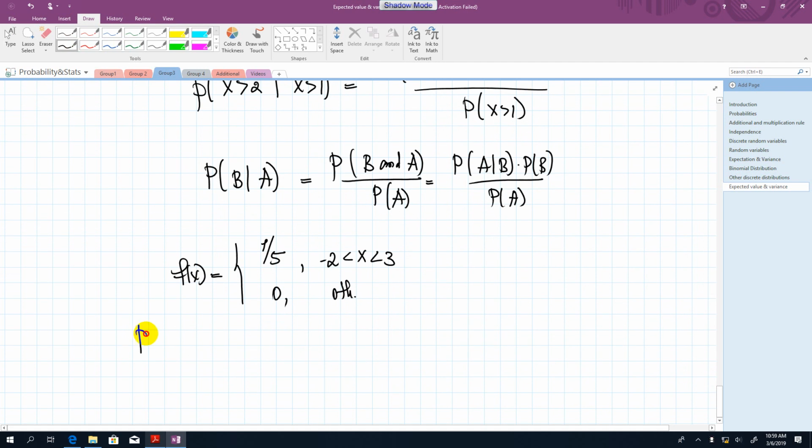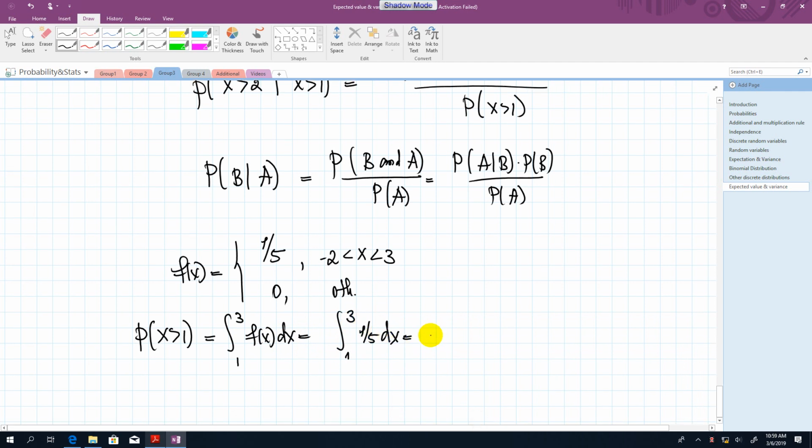So what will be the probability that x is more than 1? This is the integration from 1 to infinity, but since the density function is 0 after 3, I can simply put 3 here, of f of x dx. From 1 to 3, what do I need to put here? 1 over 5 dx. So this will be equal to 1 over 5 multiplied by x from 1 to 3, which is 2 multiplied by 1 over 5. So the probability that x is more than 1 is equal to 2 over 5.